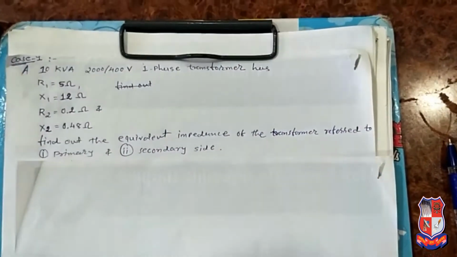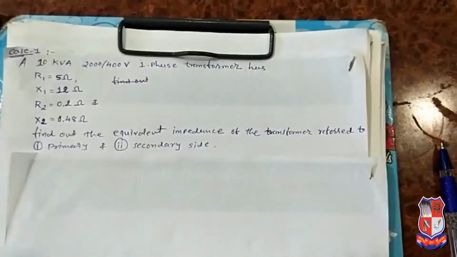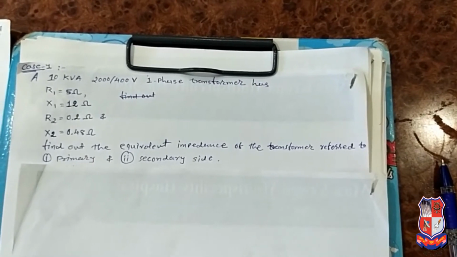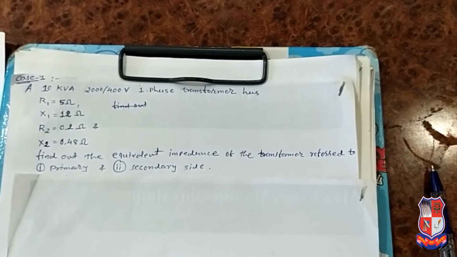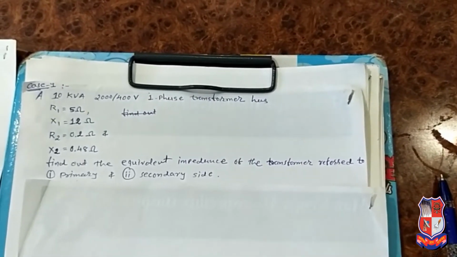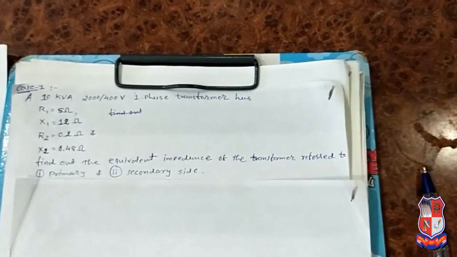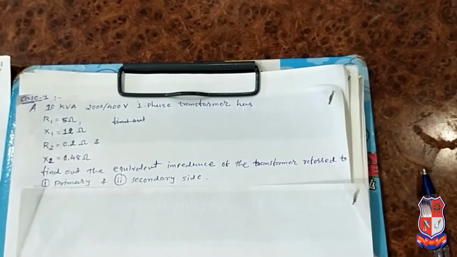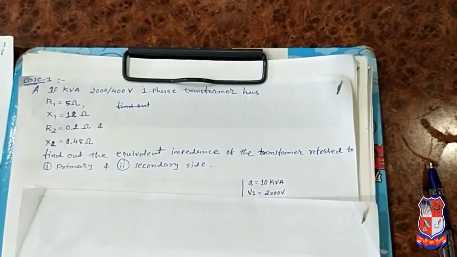Before we start to solve the example, always do these things on the right hand side of the page. First, enlist all the given parameters. Second, put a question mark on what we need to find out. Then start to solve the example. First, enlist all the parameters on the right hand side of the page like this.